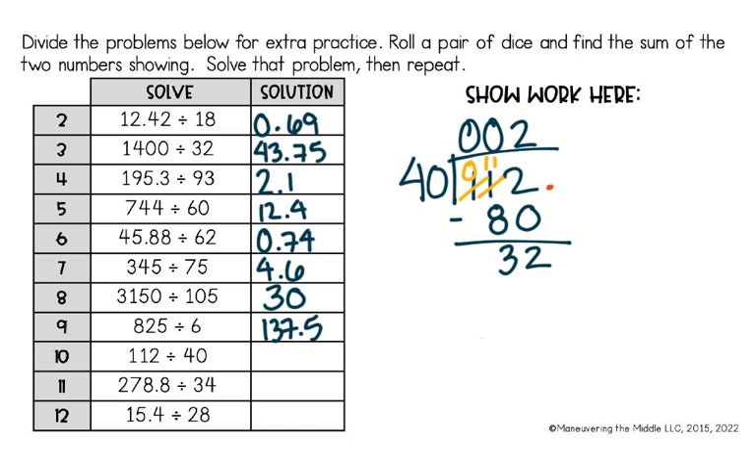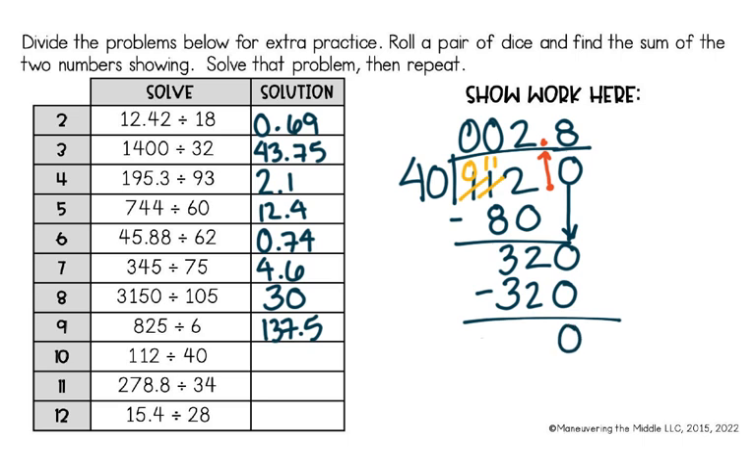So I'm going to go up here, add my decimal, bring that up to my quotient, extend my bar, add a 0, bring that down. So now we have 320. 40 can go into 320 8 times. 8 times 40 is 320. Subtract, we get 0. So our answer is 2.8.